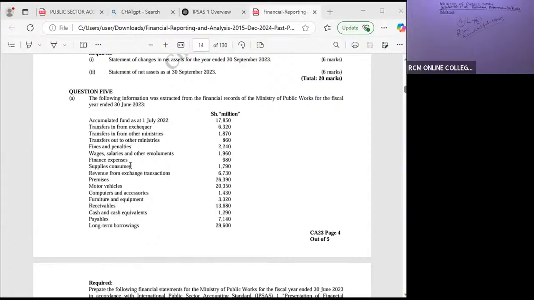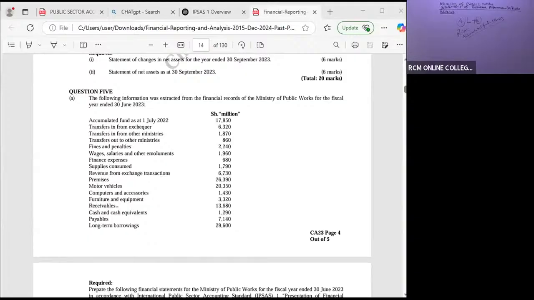Premises, of course, our premises, that will be an asset, and for that matter, a non-current asset. Remember, if it's assets, you must classify them. You must tell us whether it's current or non-current. So premises is a long-term asset. It's an asset that I will stay with for more than a year. So this is a non-current asset. Motor vehicles, this will be non-current. We have computers and accessories, we will stay with them for a long time. All right, non-current. Furniture and equipment, non-current assets.